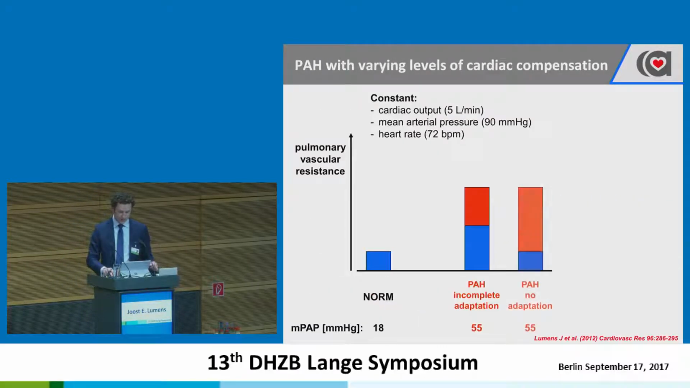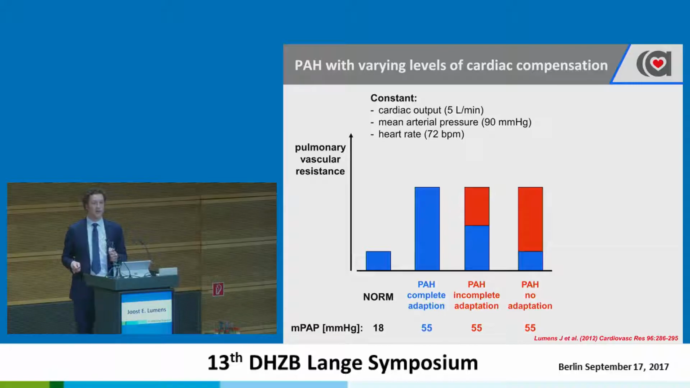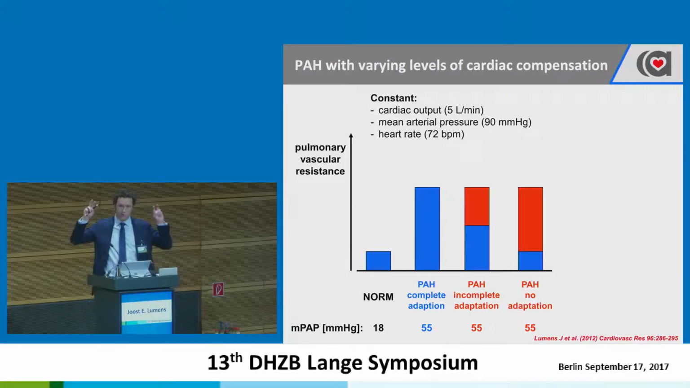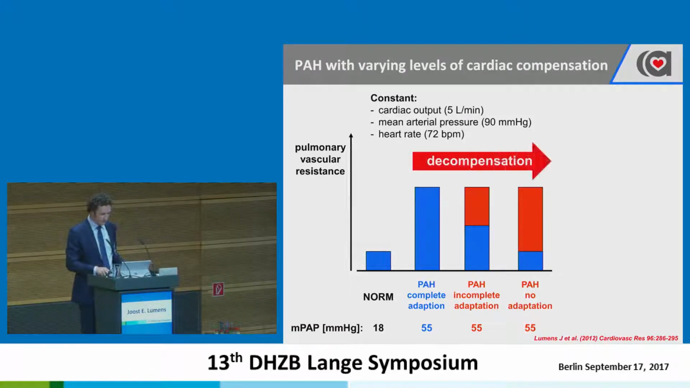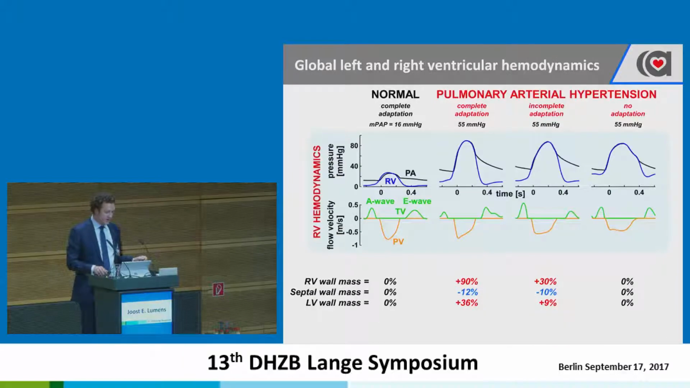I can also do no adaptation, and then I get the most extreme situation of decompensation. So then the heart is not adapted to an increased load at all, but I do increase that load. And I can do the opposite. I can let it adapt fully to that increased pulmonary vascular resistance. So now we end up with 3 virtual patients that have mean pulmonary artery pressures of 55. One is completely adapted, remodeled, one is partially adapted, and one is not adapted at all. This you could see as a kind of decompensation.